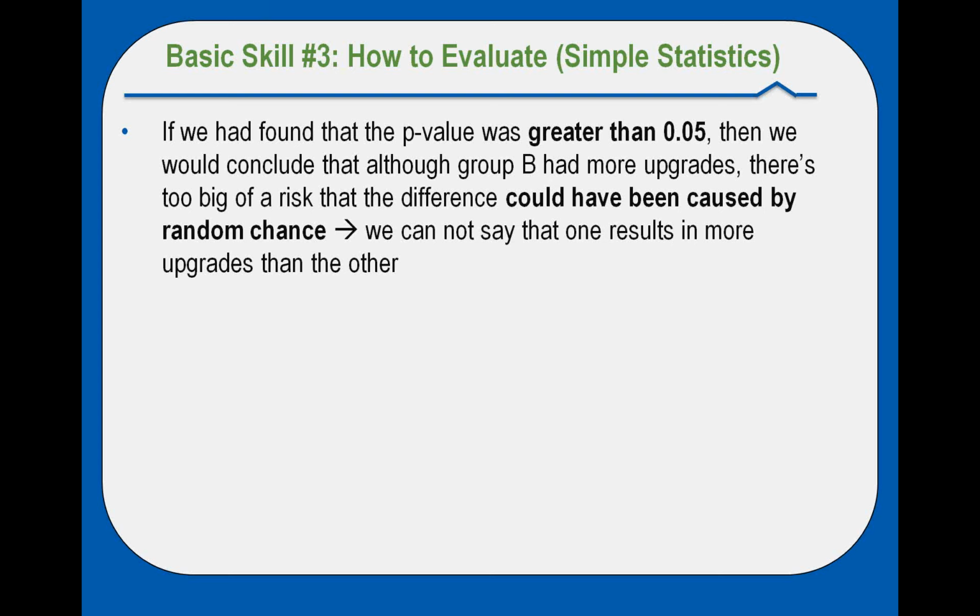On the other hand, if we had found that the p-value was greater than 0.05, then we would conclude that although group B had more upgrades, there's too big of a risk that the difference could have been caused by random chance, and so we can't say that one results in more upgrades than the other.